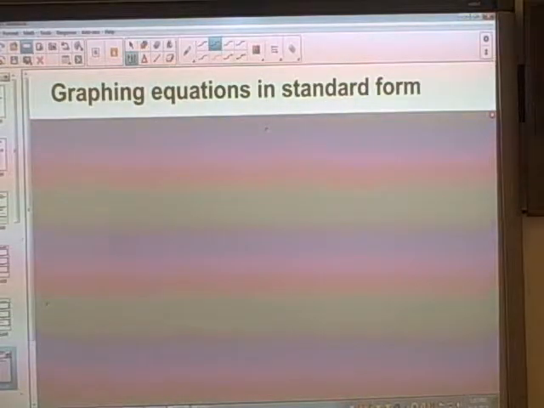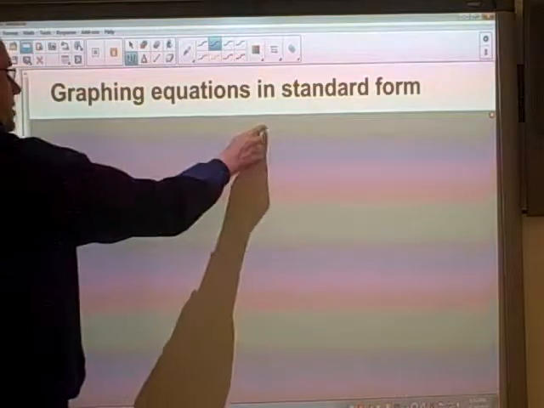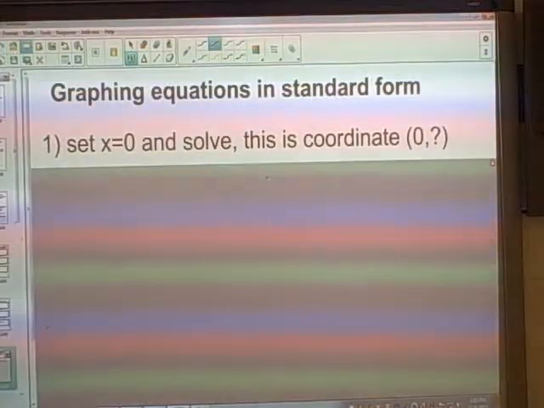Now there's a couple of different types of graphing we're going to look at. Let's first of all look at what happens in standard form. That means the x and y are on the same side. And these are the steps we're going to follow.